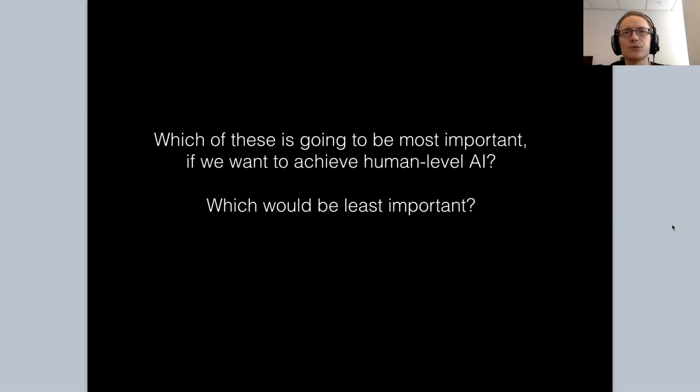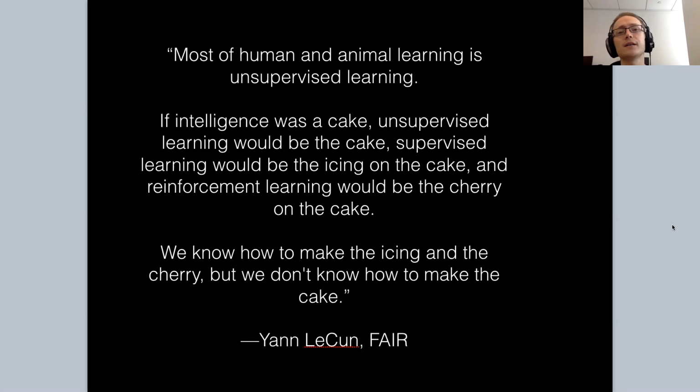But I'm also going to leave you with a quote from Yann LeCun. Yann LeCun is a professor at NYU and also the head of Facebook's Artificial Intelligence Research Labs. And he said, most of human and animal learning is unsupervised learning, which is fair, because most of your learning wasn't from being told, this is a cat, this is a dog, it's from just looking at the world. But anyhow, if intelligence was a cake, unsupervised learning would be the cake, supervised learning would be the icing on the cake, and reinforcement learning would be the cherry on the cake. We know how to make the icing and the cherry, but we don't know how to make the cake. So that's his quite opinionated take on the issue.